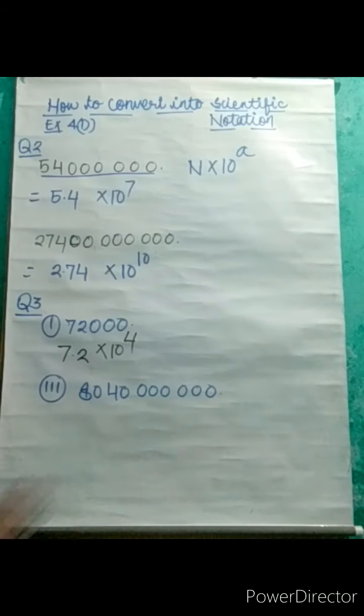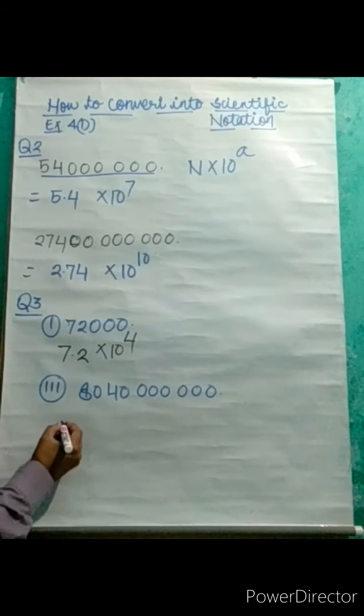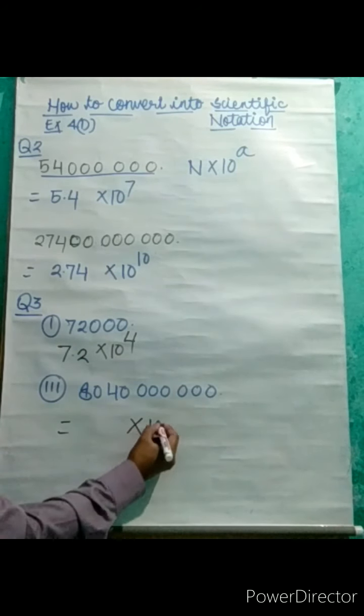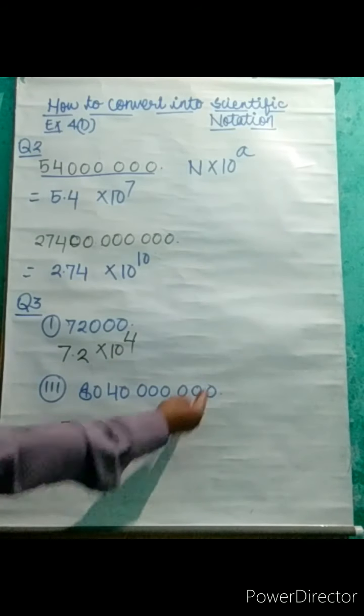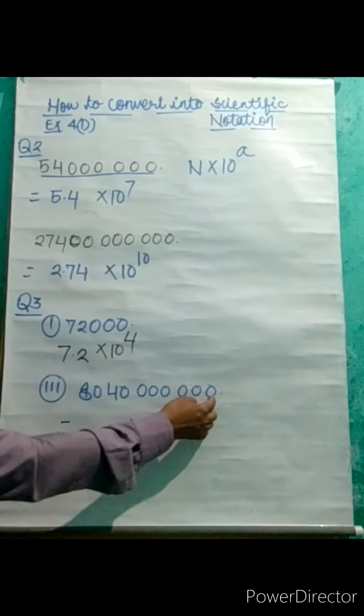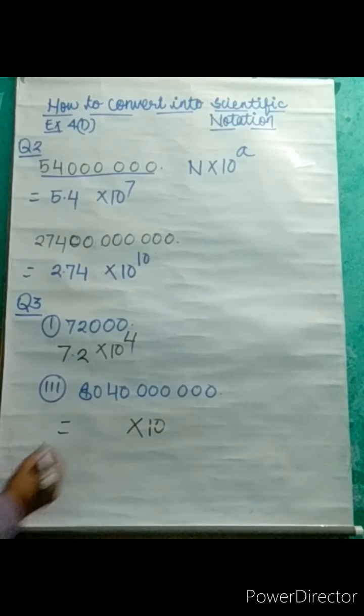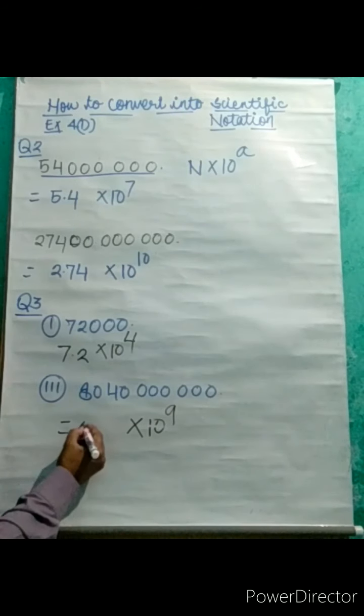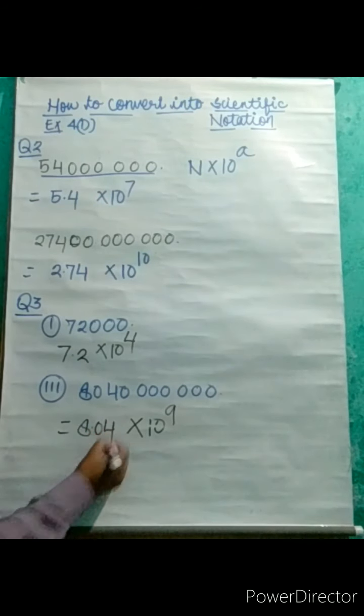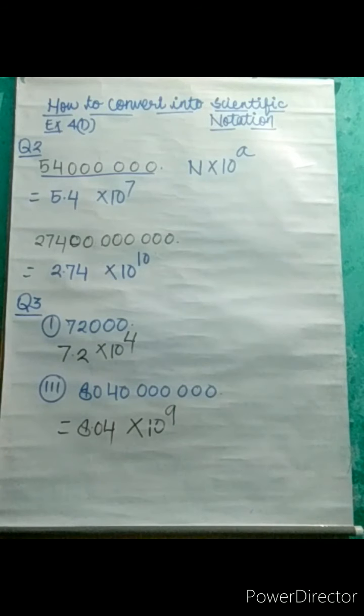Here also the point is at the last, we will shift it how many places? Let's see. We are shifting the decimal to the left side, 1 2 3 4 5 6 7 8 9, 9 places, so the power is plus 9, and here we write 8.04. These are the examples of when we are shifting the point to the left side.